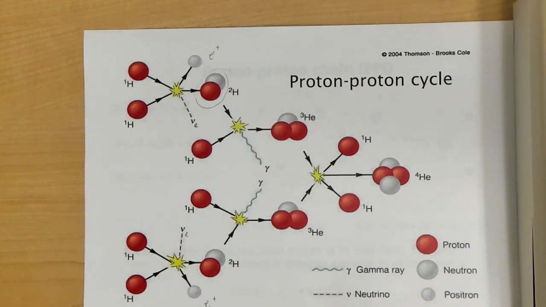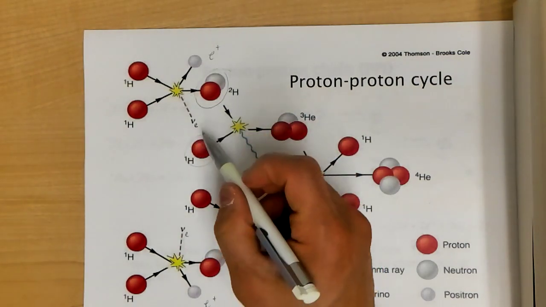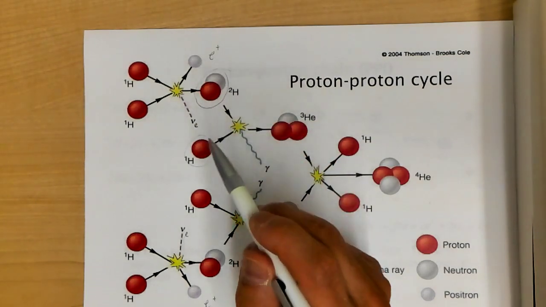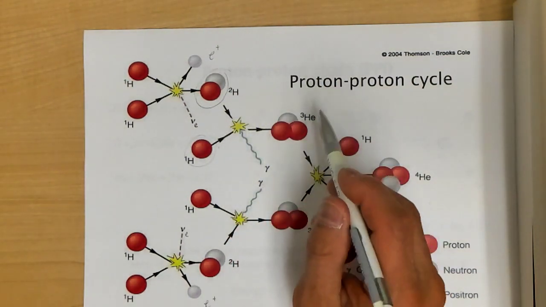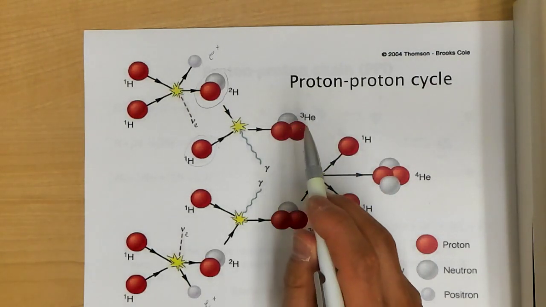So the atom is called deuterium, the nucleus is called the deuteron, or hydrogen-2. Then the next step that can happen is that you have another proton from the hydrogen atom. It combines with this hydrogen-2, and you end up with helium-3, 2 protons, 1 neutron.